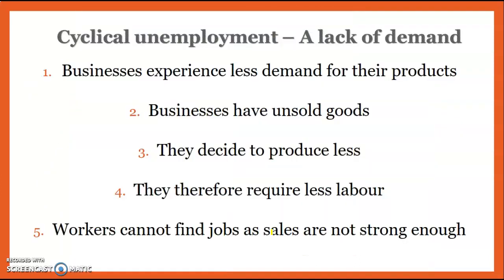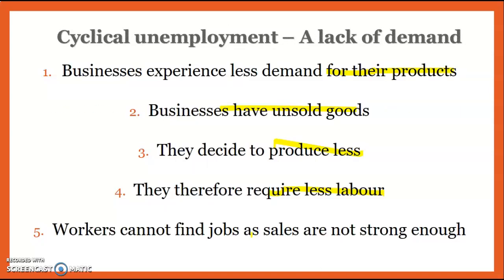So cyclical unemployment basically occurs because businesses experience less demand for their products. Then they have unsold goods. So they decide to produce less because there's no point in producing if people don't want their products. Because they're producing less, they require less labor. And then workers can't find jobs because people aren't hiring labor. So it's lack of demand, which leads to a lack of production, which leads to a lack of demand for labor, and therefore people lose their jobs.